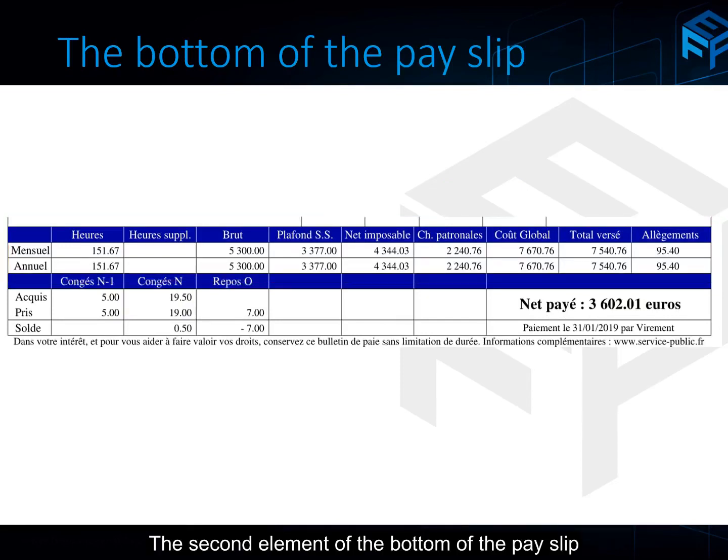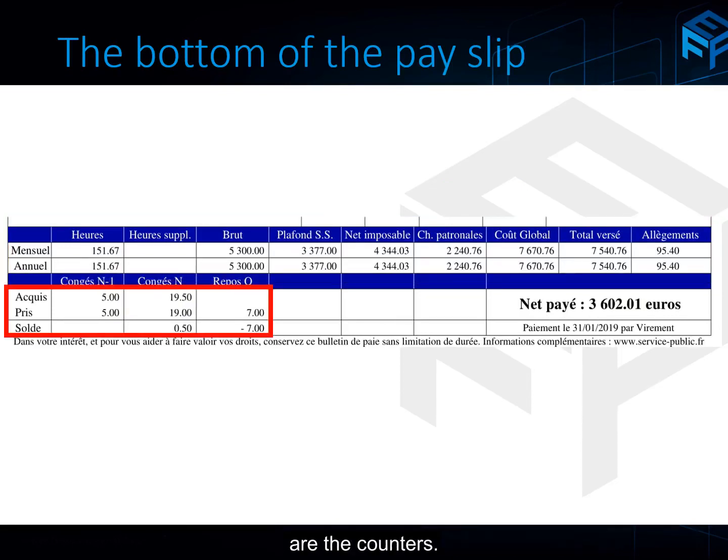The second element of the bottom of the payslip are the counters. Each counter is composed of the acquired elements, the elements used, and the element left to be used. In this case, the counters are for the vacation days acquired in the previous year, the vacation days acquired in the current year, and the ripple zero, which is an element I created just for the occasion.